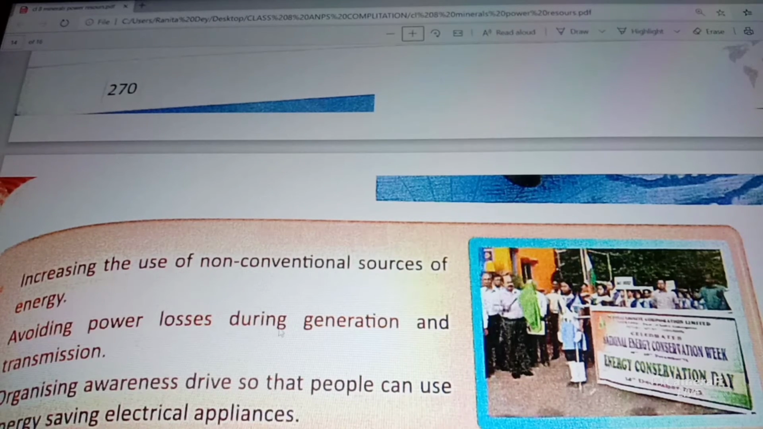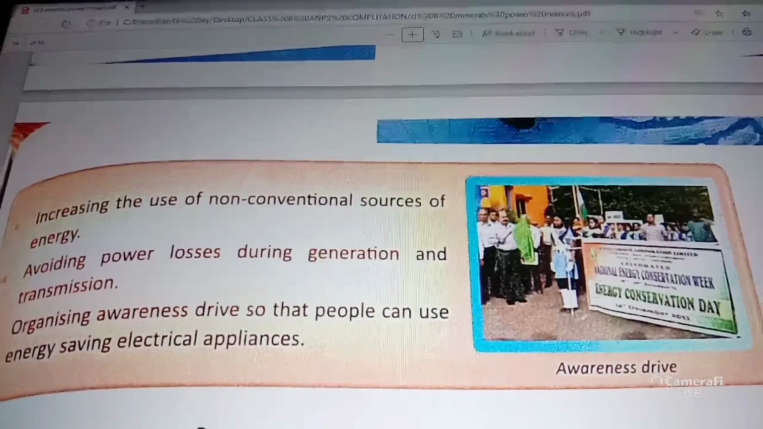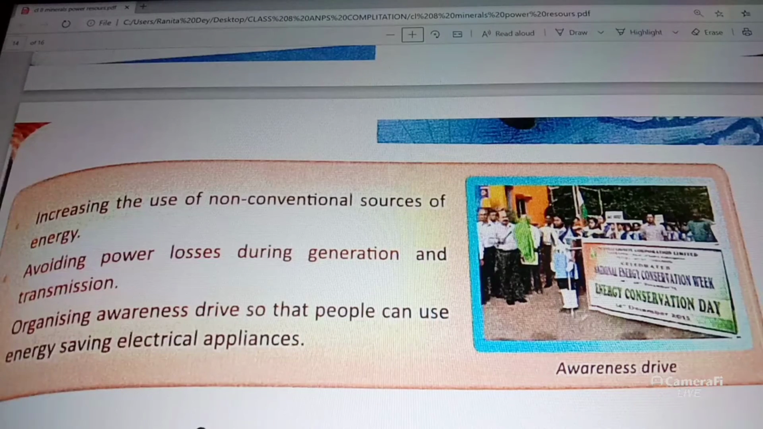Now, avoiding power losses during generation and transmission. It happens that whenever power is transmitted from one area to another, or one reactor to another, the generator suddenly stops or there is a power cut. We have to stop these types of things. In that moment a huge number of electrical appliances get disturbed as well as a huge amount of energy consumed, which cannot be produced at that rate, and it will take a long period.